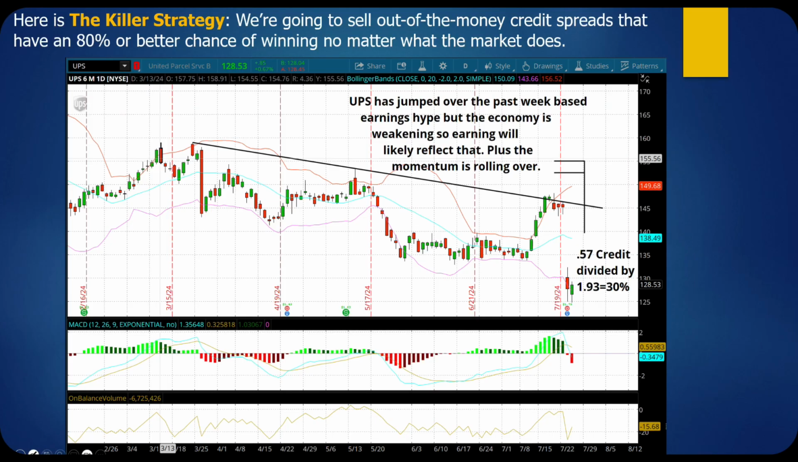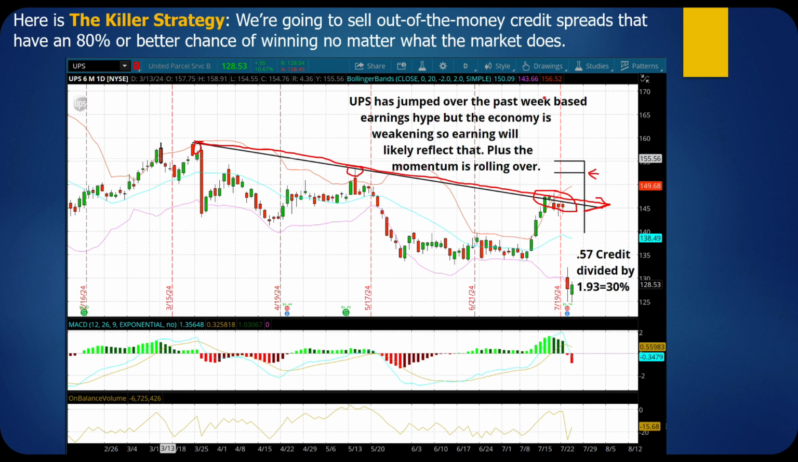So let's just take a quick look. We're going to sell an out-of-the-money credit spread that has an 80% or better chance of winning no matter what the market does. So let's take a look at this. We have a stock here, and it has a big, long downtrend with obvious peaks. There are obvious points of resistance here, and each one is lower than the last. This is an actual trade, and you can actually see the verbiage that I tell my subscribers.